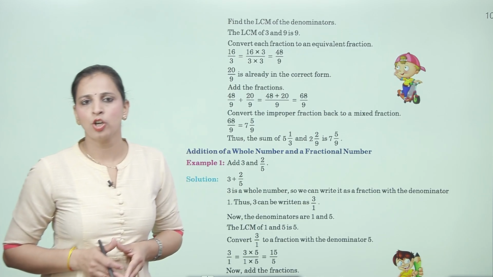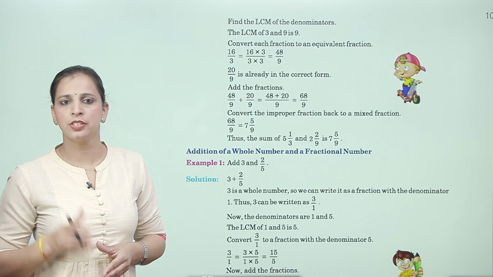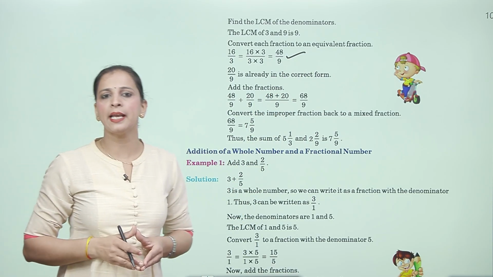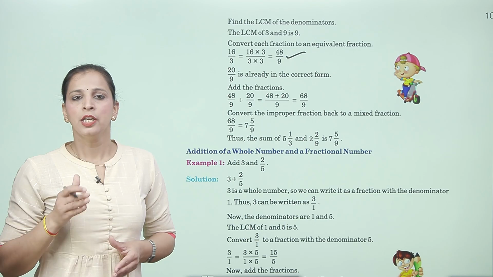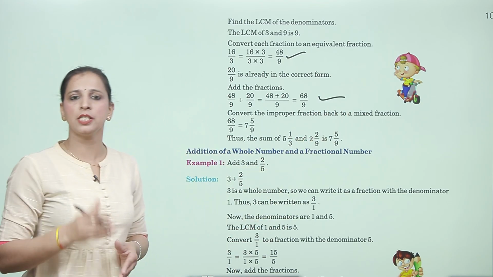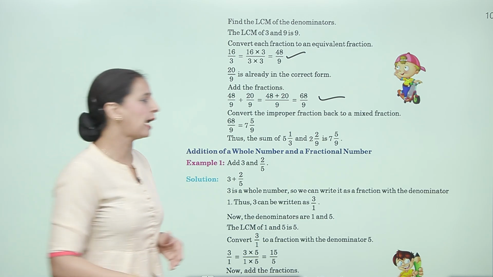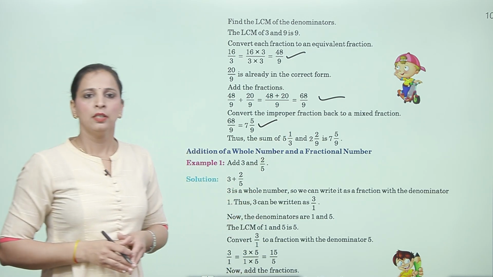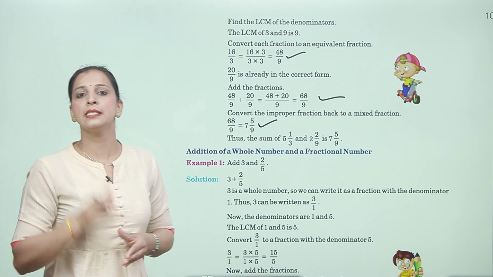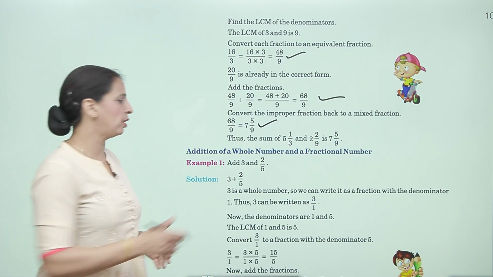Find the LCM of the denominators. The LCM of 3 and 9 is 9. Convert each fraction to an equivalent fraction. 16 by 3 multiplied by 3 becomes 48 by 9. 20 by 9 is already in the correct form. Now add the fractions. 48 by 9 plus 20 by 9 is 48 plus 20, which is 68 by 9. Convert the improper fraction back to a mixed fraction, that becomes 7 and 5 by 9. Thus, the sum of 5 and 1 by 3 and 2 and 2 by 9 is 7 and 5 by 9.